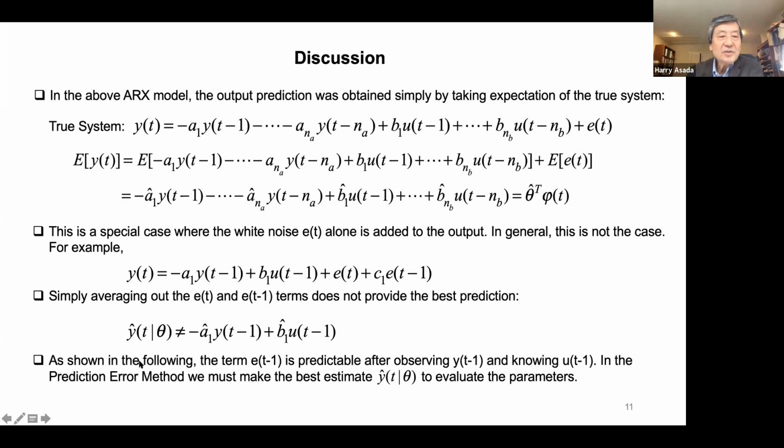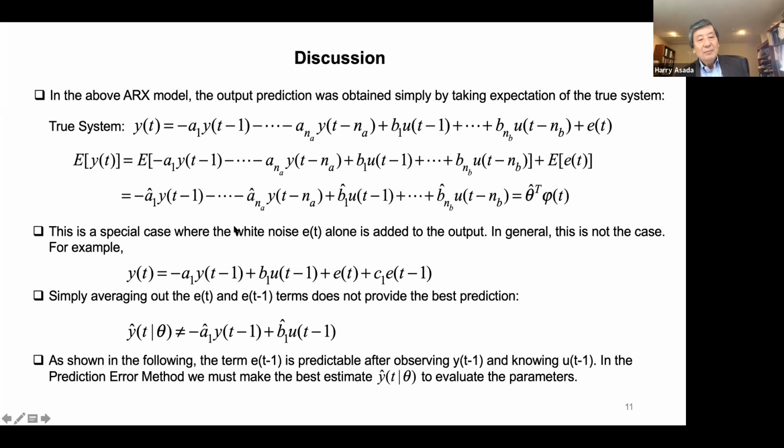Cool. Now, a little discussion here. In this ARX model, the output prediction was obtained simply by taking the expectation of the true system, right? So here's the true system, and we took the expectation, and that's a reasonable thing to do. The ET is separated out, and we can assume that the mean value of ET is 0, so that's why we omitted this and ended up with this, which results in the linear regression.